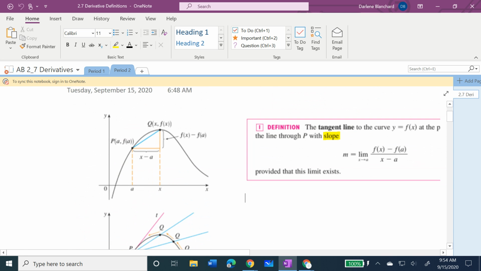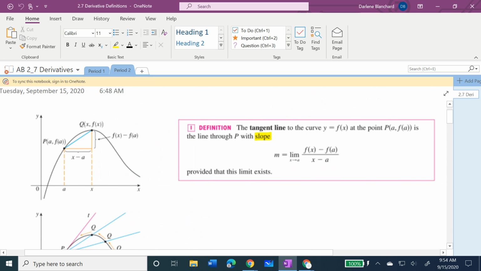And then we're going to look at 2 definitions. This is the first definition. These definitions are very, very important.